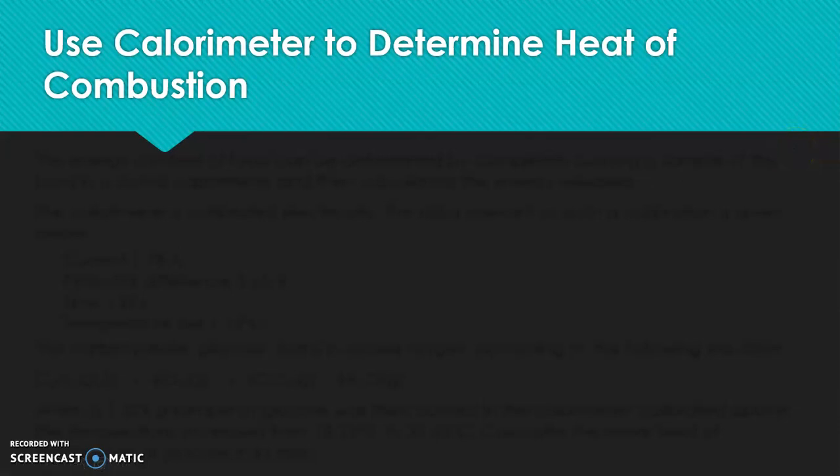BC Chemistry, Unit 4. In this short video, we'll talk about how we combine it together. So in terms of calculation, what does it look like when we're actually using a calorimeter to determine the heat of combustion?